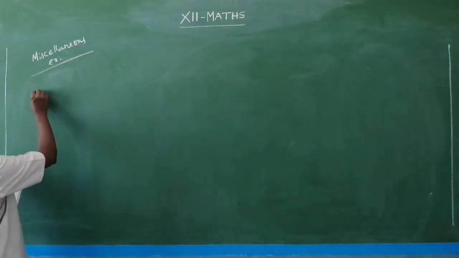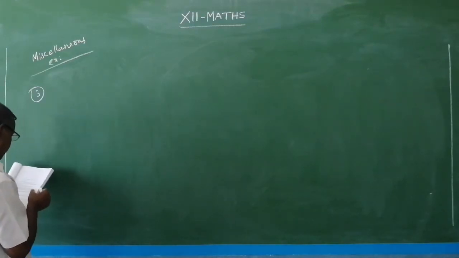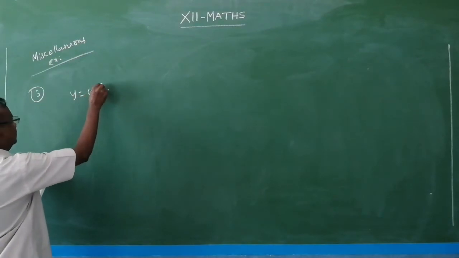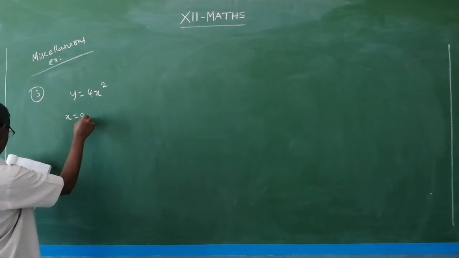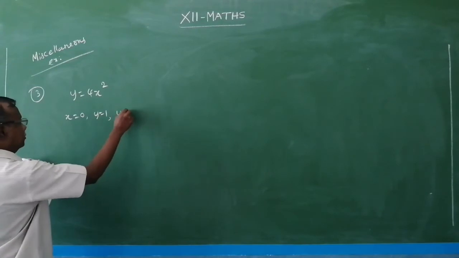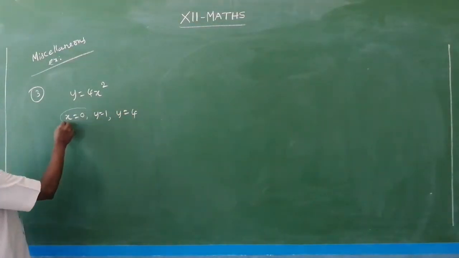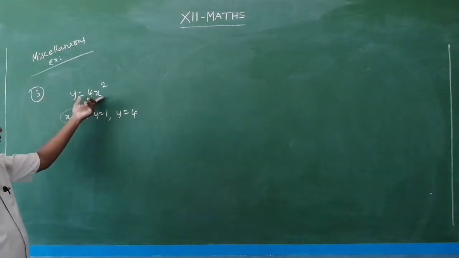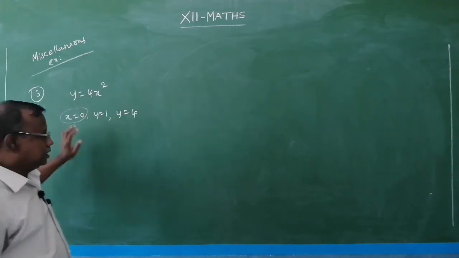So question number 3. Find the area of the region lying in the first quadrant bounded by the curve y equal to 4x square and x equal to 0, y equal to 1, y equal to 4. This means x equal to 0 is the y axis. So the area of the region is bounded by the lines y equal to 1, y equal to 4 and the y axis.